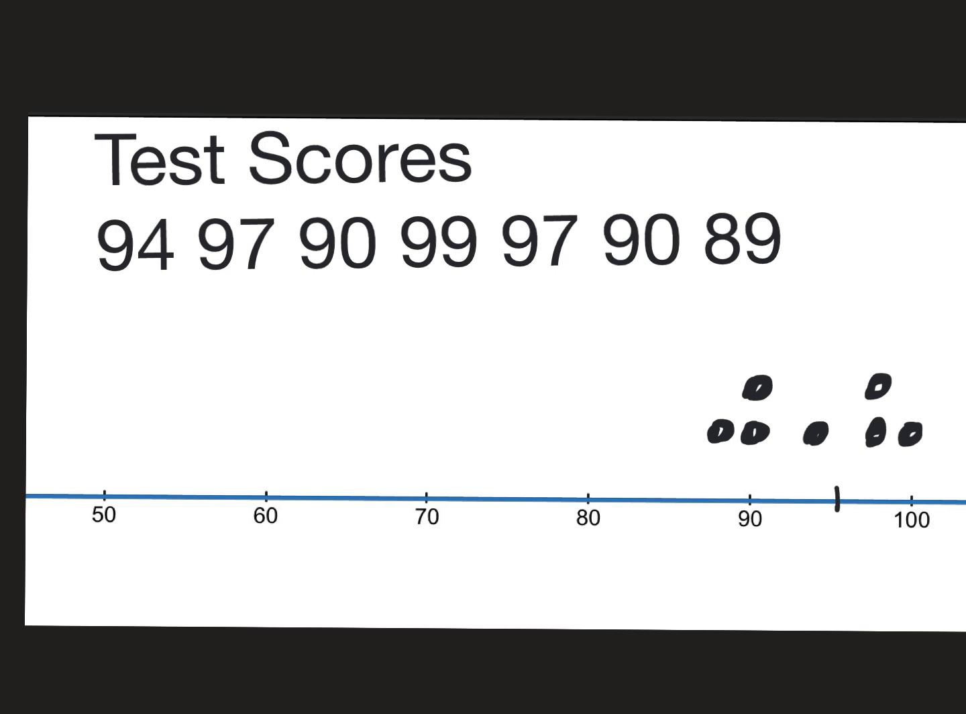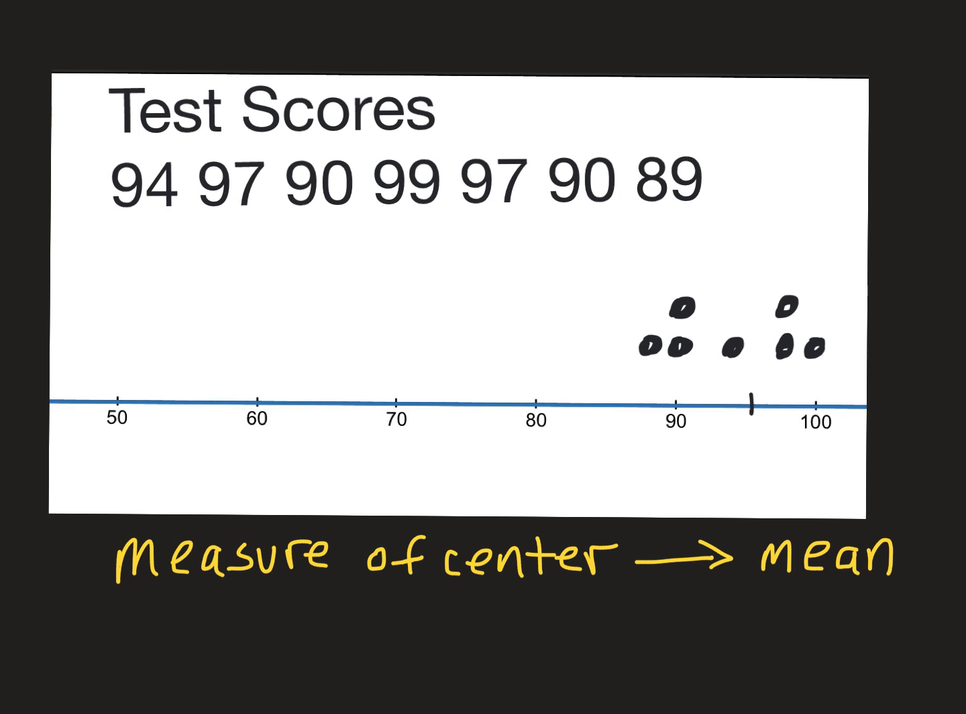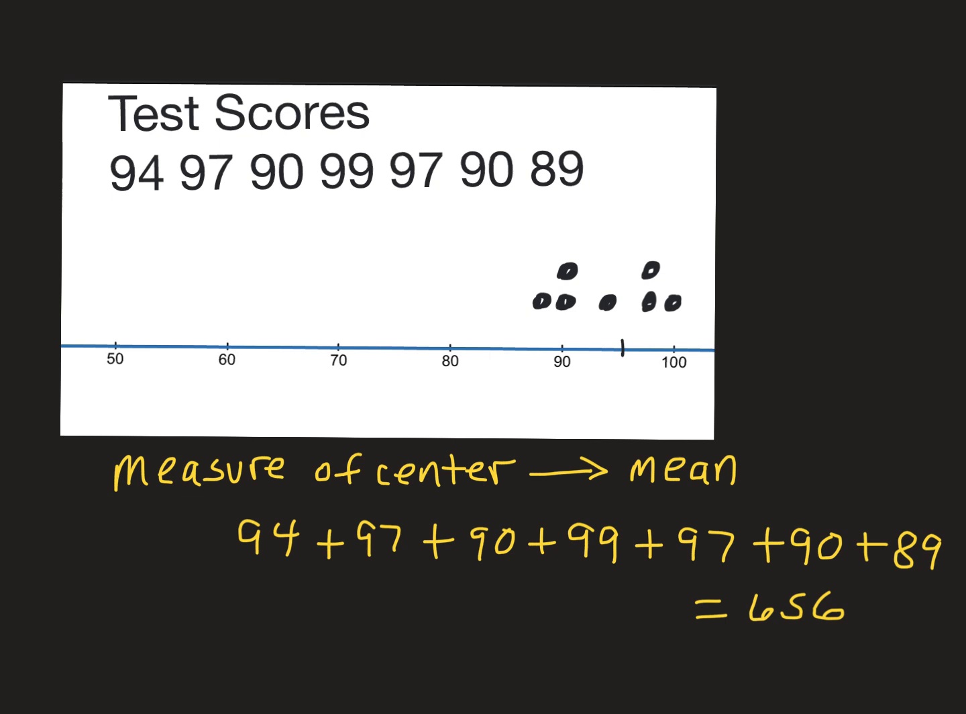Well, in that case, since all of their scores are pretty close together, if we want to get an idea of about how well they're doing, the measure of center that we would want to use would be the mean. And remember the steps to find the mean. For your first step, you would add all the values together. Then you count how many numbers you have. You have 1, 2, 3, 4, 5, 6, 7.